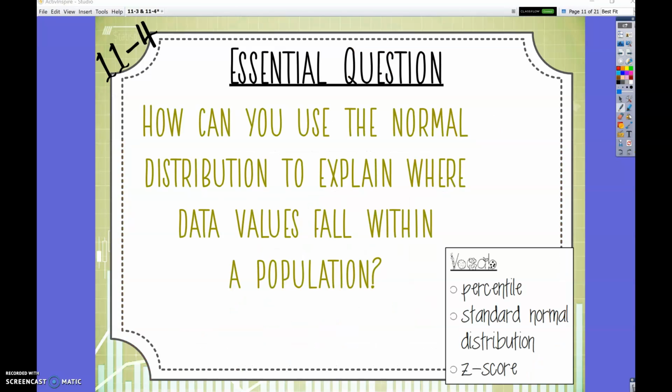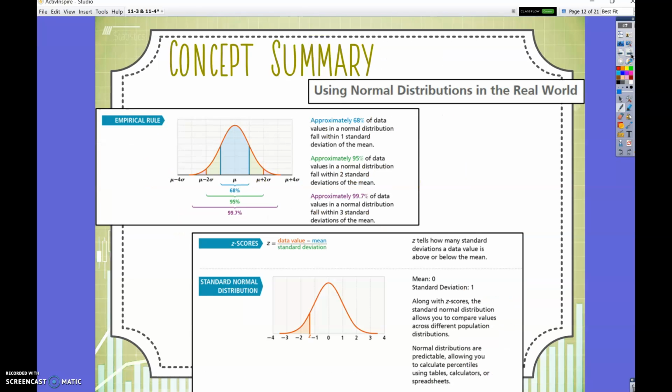In lesson 11.4, we're going to use that normal curve and the distributions to see where data might fall and what that tells us about the data. So some vocab, a percentile, your z-score, and your standard normal distribution are going to appear. Now our concept summary that you have been filling out will have a lot of information that will seem quite foreign. So we're going to focus here on this first empirical rule slide.